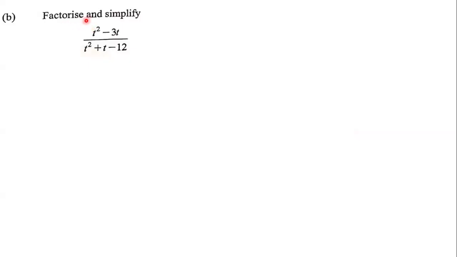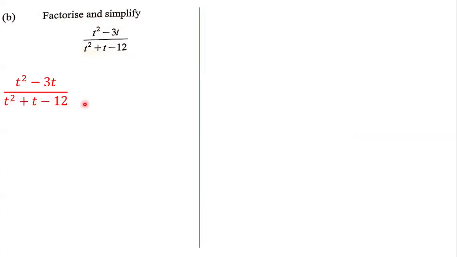Here, our goal is to factorize and simplify this algebraic expression. Notice that we have t squared minus 3t all over t squared plus t minus 12. Indeed, we're going to factorize the denominator first. And so let's do that.